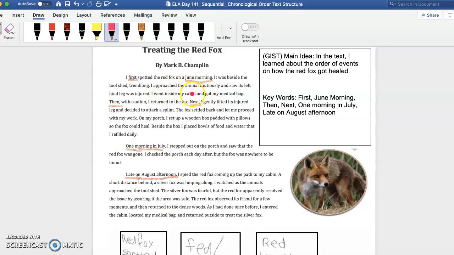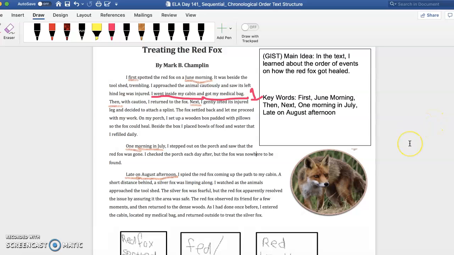So it says, I approached the animal cautiously and saw its left hind leg was injured. Guys, this is what's happening next. So I'm going to go ahead and underline it. I went inside my cabin and got my medical bag. And I'm going to put number 1. Okay, this is my answer to my first question. So he didn't treat the fox yet. He actually had to go and grab his medical bag.